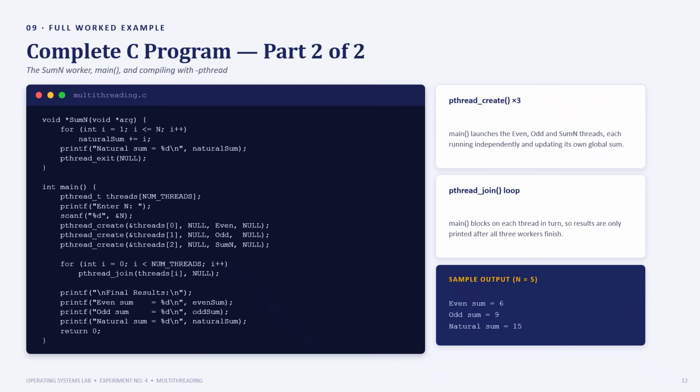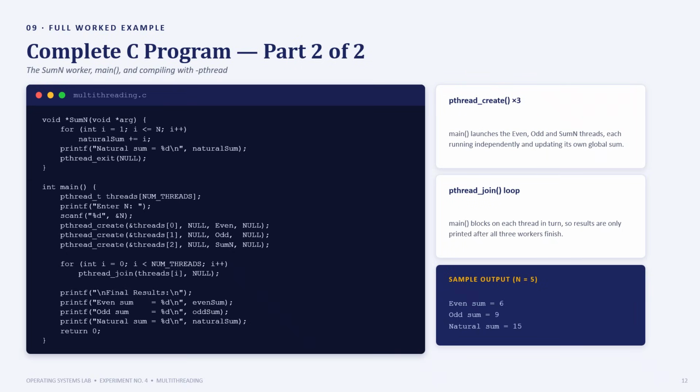Now the main function. First we declare our 3 threads array. Then we ask the user to enter n using printf and scanf. Next we call pthread_create 3 times, one for even, one for odd, and one for sum n. At this point, all 3 threads start running at the same time independently.